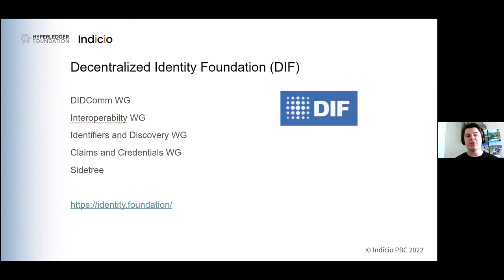There are other working groups there. There's an identifiers and discovery working group and a claims and credentials working group. Those all sound like very similar things. Sidetree is a technology that was organized there. And this can all be found at identity.foundation, where their site is and where you can find additional information. These working groups all have regular meetings and slides and all sorts of stuff like that. The Decentralized Identity Foundation does have a different membership model than Hyperledger, but for small companies or individuals, there's a streamlined process, which makes it easy to get involved.